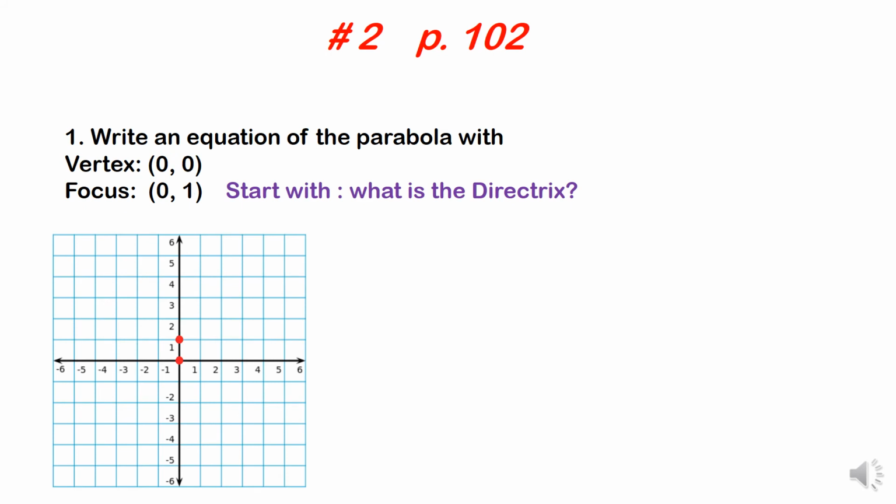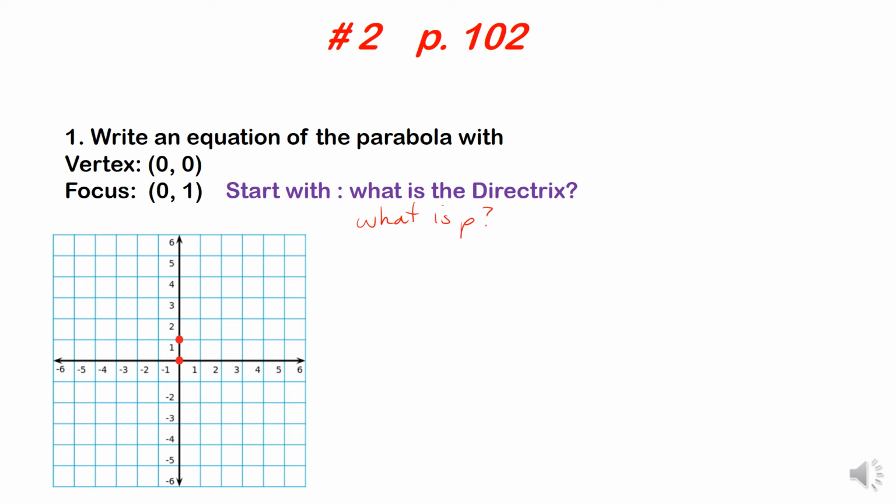Okay, so let's have this. Now, the information that they gave you was that the parabola has a vertex of (0, 0) and a focus of (0, 1). So ask yourself, what is the directrix? What is P? See if you can figure those two things out, and go ahead and come up with the equation.